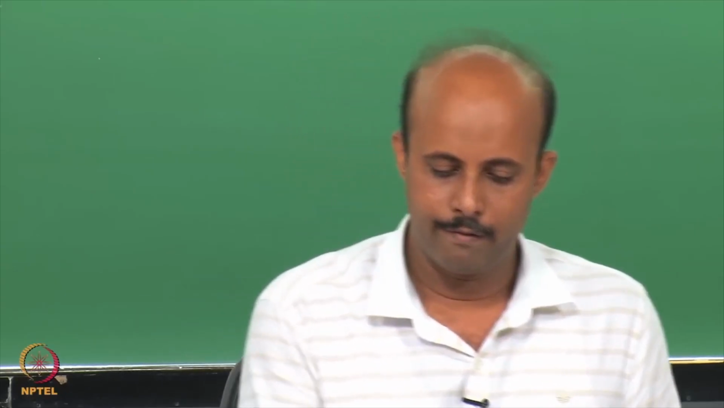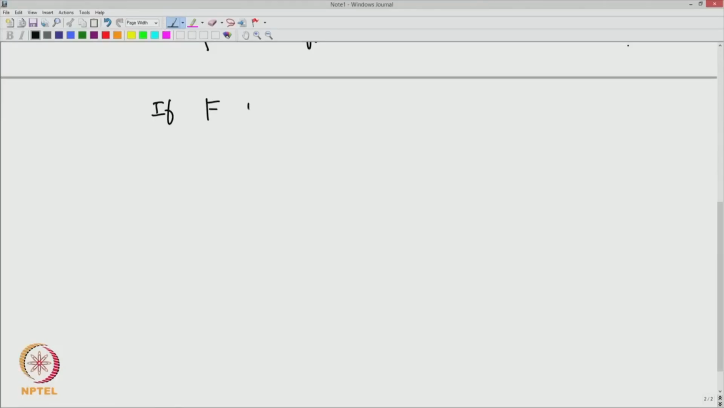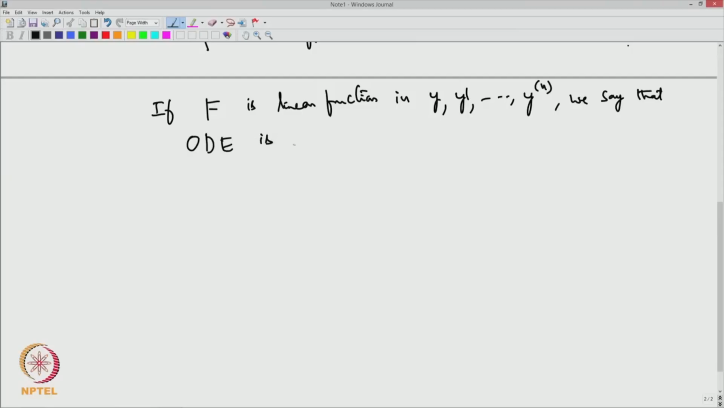If the function F is a linear function in the variables y, y dash, up to y^(n) for an ODE, we can say this. If this is a linear function in these variables, we say that the ODE is linear, otherwise nonlinear.